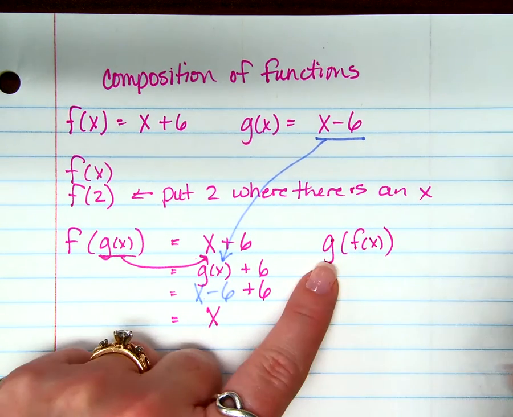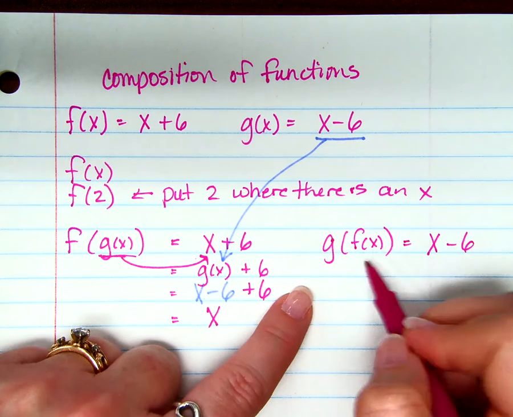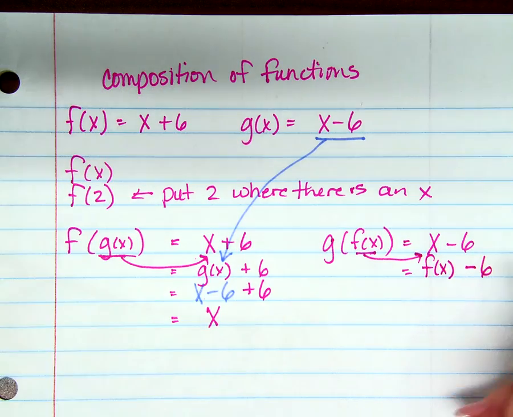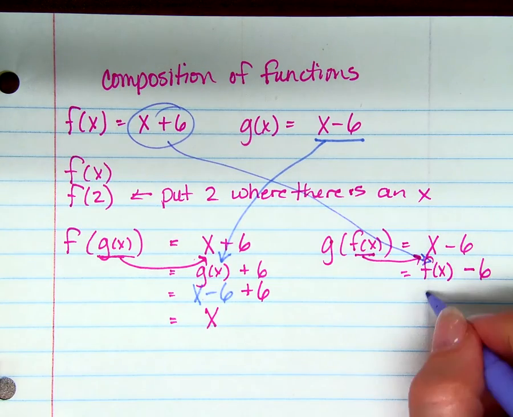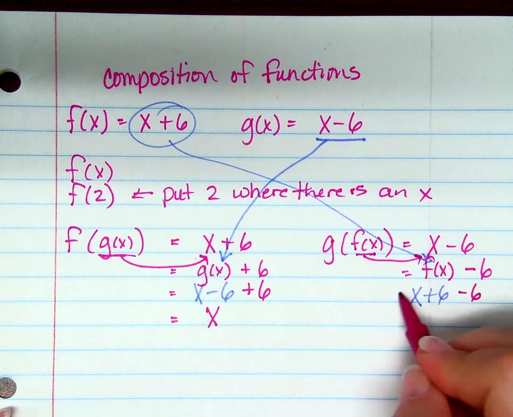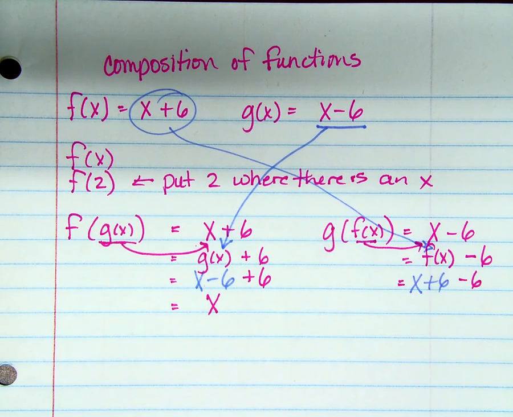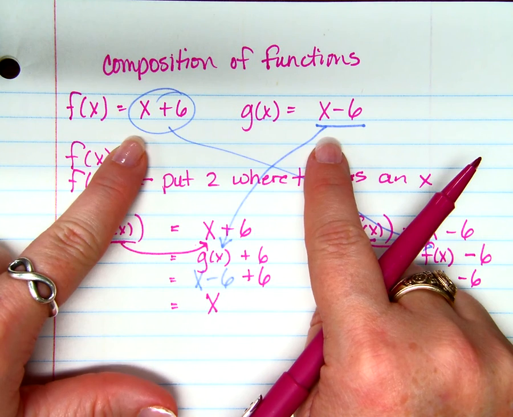That means I start with g, and g is x minus 6. And instead of x, I put f of x. Except I know that f of x is x plus 6. So I put that there instead. Can I simplify that? X. So what I've just done is I've just verified that these two are inverses of each other.